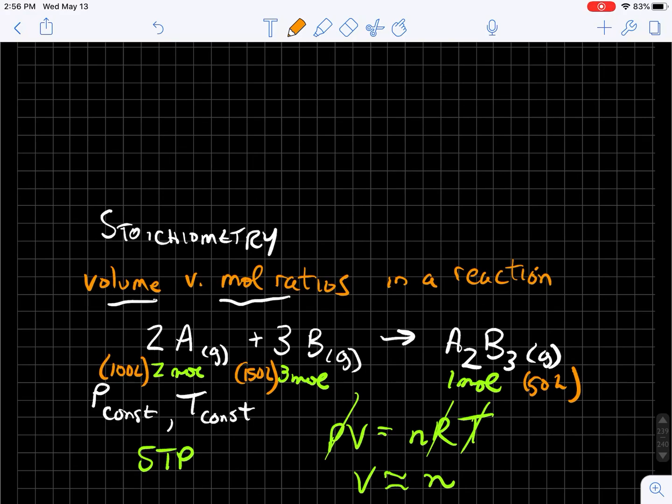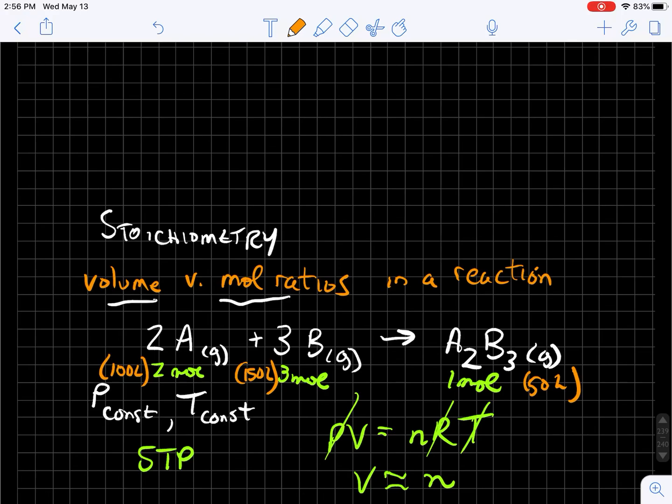But if we're dealing with an apparatus, like for instance, my goodness, why does the word escape me? Where we have a piston chamber, let's say, where the piston can slide up and down in the chamber, then that piston would move based upon this chemical reaction, and it would move in the volume ratio that would be equivalent to the mole ratio in the reaction.